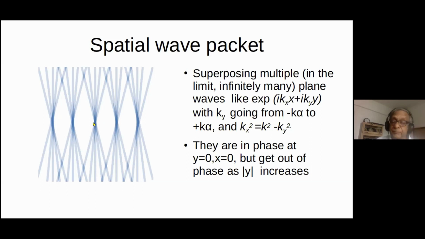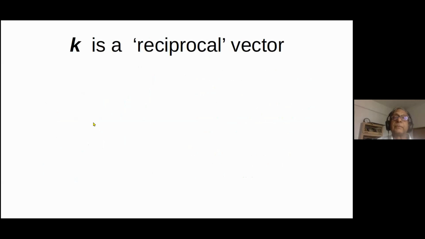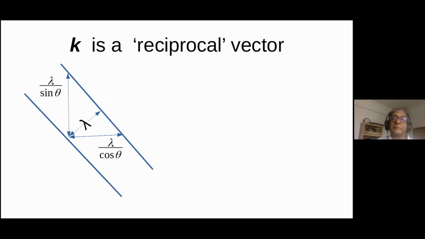Now, let me explain that. And this gives us a little more insight or intuition into what this vector k is. Of course, we defined it as 2 pi by lambda into a unit vector pointing perpendicular to the wavefronts. That's how we defined it in the fourth lecture.